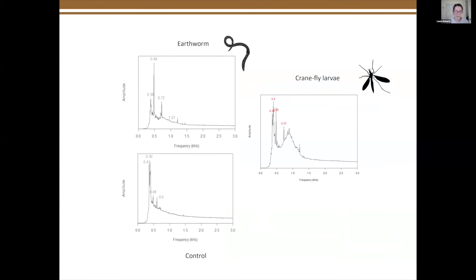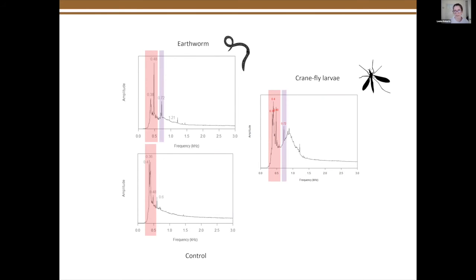And how is that data looking? Well, there are 3 examples here. I've put up earthworm, cranefly larva, and control spectra. And here I've labeled the 4 highest peaks for us. And just to talk you through those, in red highlighted now, these are all peaks that are common between all the files. So that's signals below 500 Hertz.